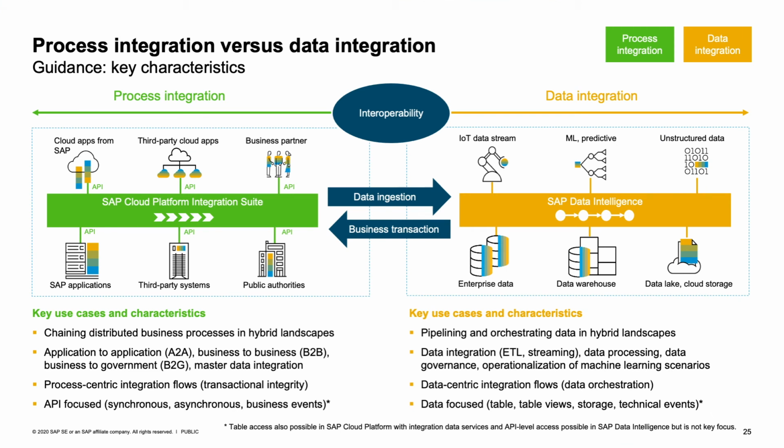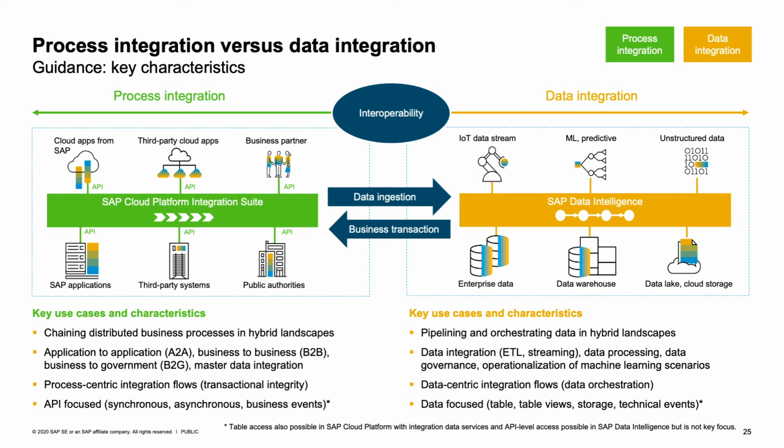And I think one important topic, if you are designing an overall enterprise integration strategy, is the relationship between process integration and data integration, now comparing and bringing together the first part of the presentation with the second part of the presentation. So process integration, covered here with the SAP Cloud Platform Integration Suite and the related capabilities, is all about chaining business processes, as we are also doing in the intelligent enterprise, of course, in hybrid landscapes. So we have typical patterns: A2A integration, business partner integration, and of course also master data integration as the key foundation for any process integration.